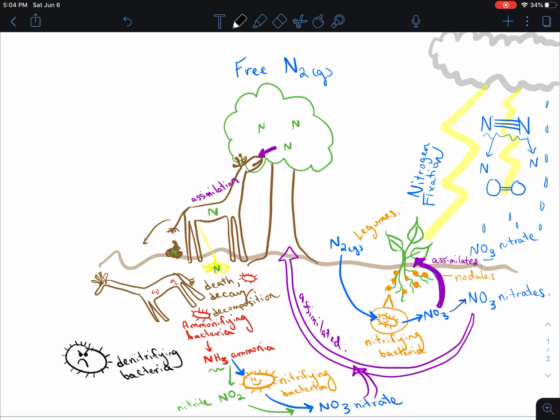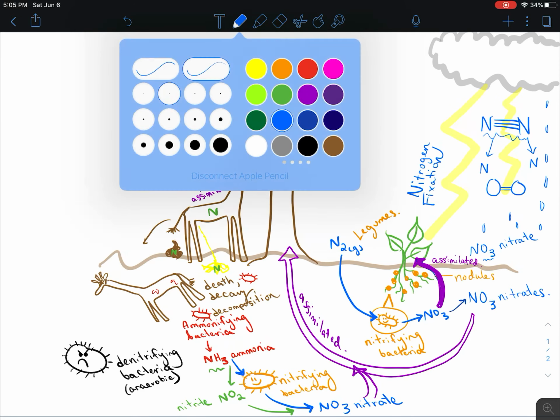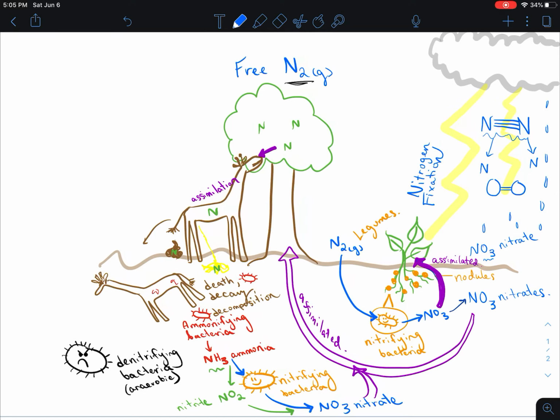So denitrifying bacteria actually hates oxygen. This type of bacteria is called anaerobic, which you guys might remember from cellular respiration. It does not like to be around oxygen. So this bacteria likes to hide in usually kind of old soil that's been compacted, that doesn't have a lot of oxygen. And what it'll do is it actually takes nitrate and it turns it back into N2 gas. And so it's kind of just a bully that's defeating all the hard work of the nitrifying bacteria.